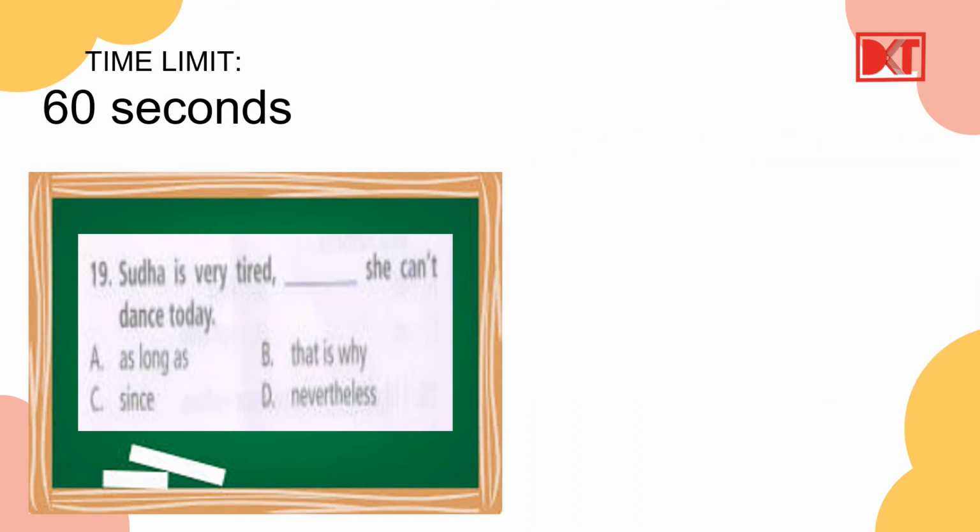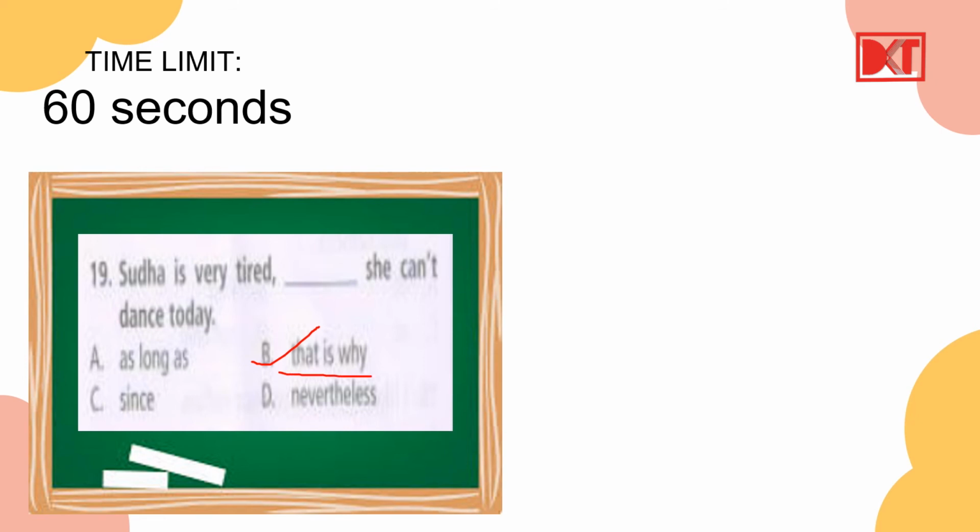Sudha is very tired, dash she cannot dance today. As long as she can't dance today, since she can't dance today, nevertheless she can't dance today. Here the correct answer is B, that is why she cannot dance today.